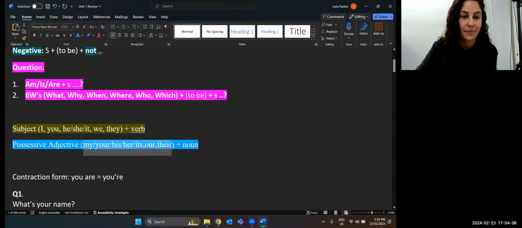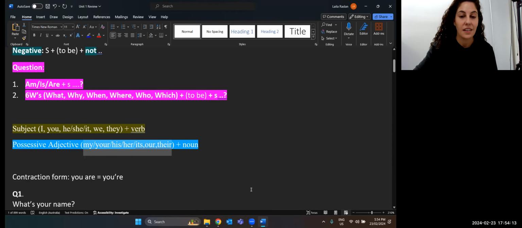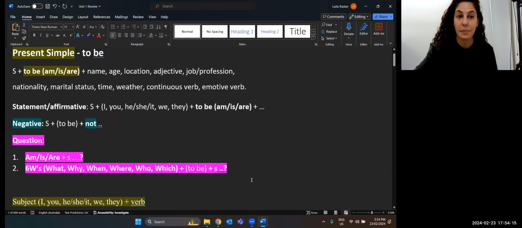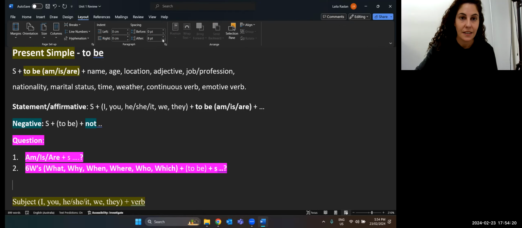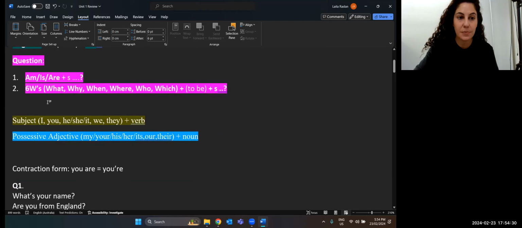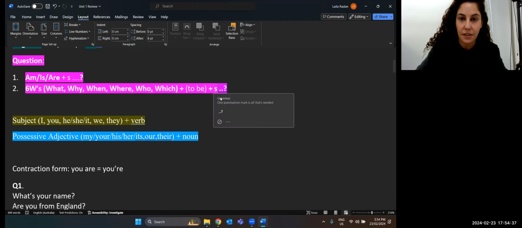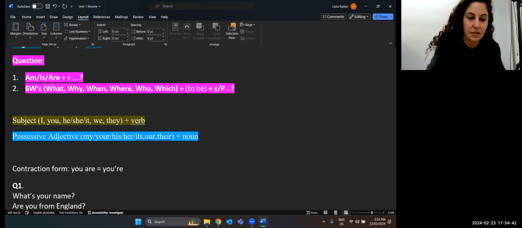Okay, so that was how we use the verb to be. We can make positive sentences. We can make negative sentences. We can make questions. And just be careful when I do make a question, the subject may actually be a possessive adjective. So just put PA, possessive adjective.